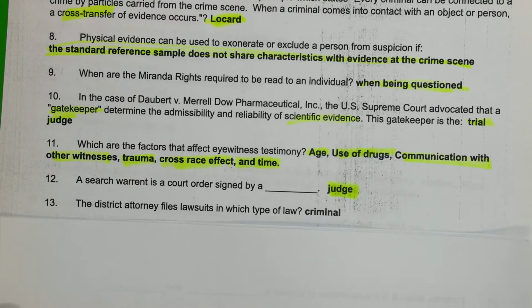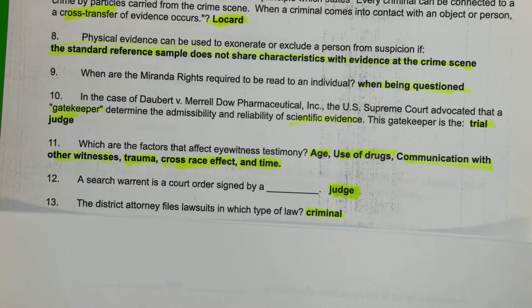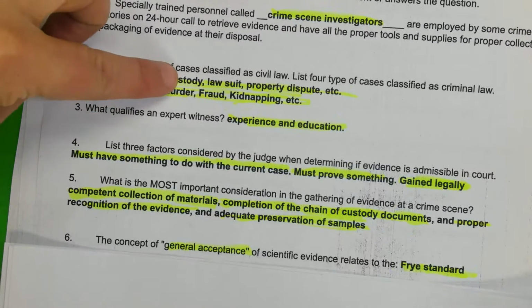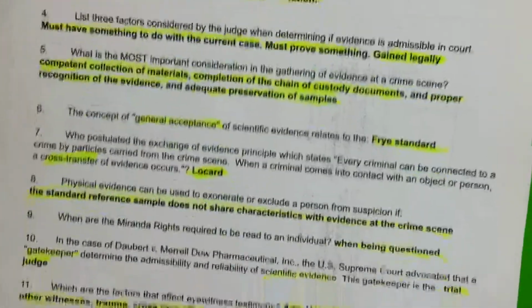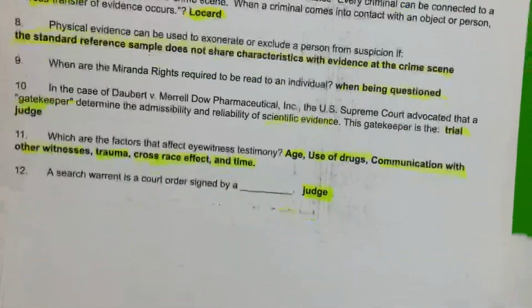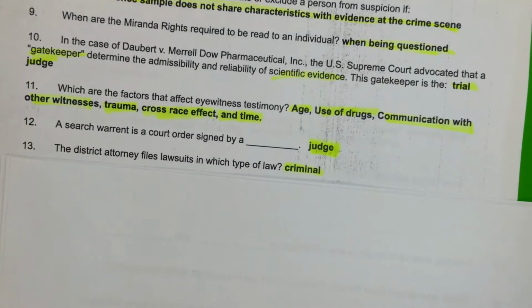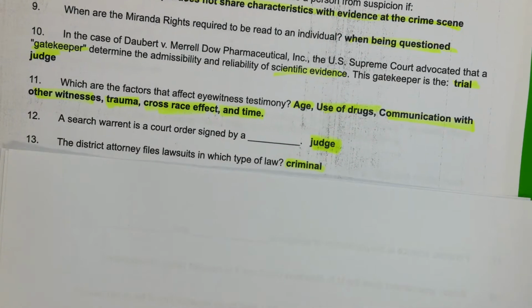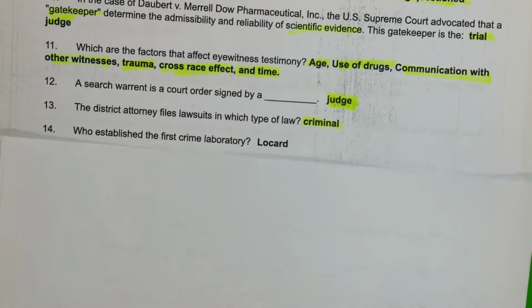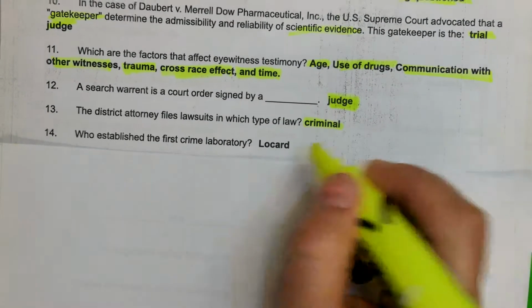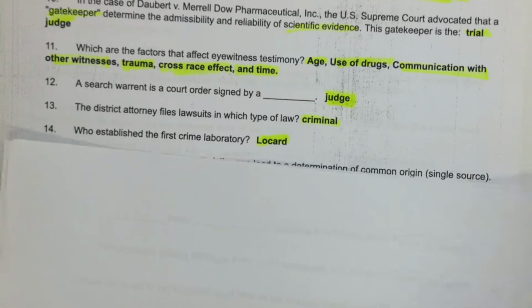Number 13, the district attorney follows laws in which type of law, and this is criminal. If you guys remember, criminal is based on robbery, murder, fraud, kidnapping. Okay, so that one, the district attorney, that's when they file the lawsuit. Okay, when it's civil, it's really just a person or a company. Okay, number 14, who established the first crime laboratory? And again, this is Locard.